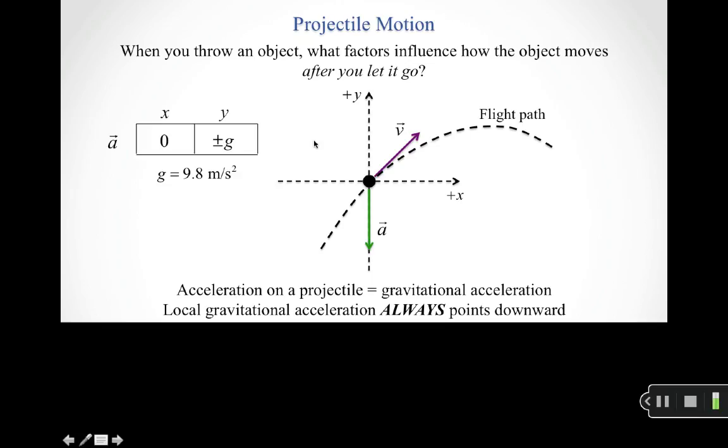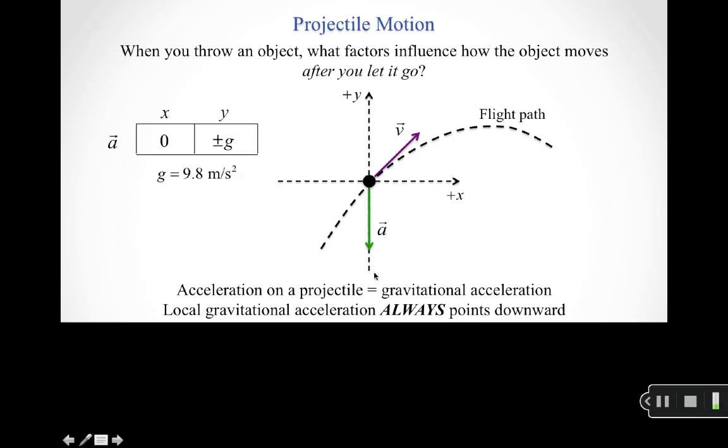entirely depends on your choice of coordinate system. Do you want positive y to point up, like what I've chosen here? If so, then I'm going to keep the minus sign. Because if positive y points up and the acceleration clearly points down, then I know it's pointing in the negative direction, so I need the minus sign. I could also, however, choose to let positive y point down.